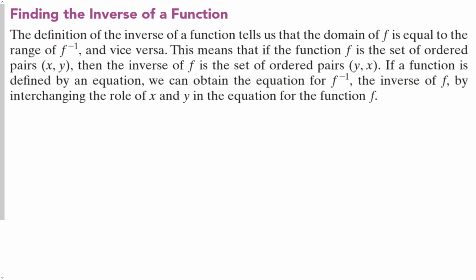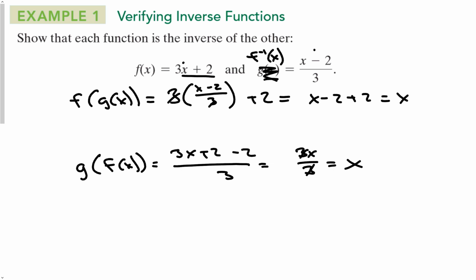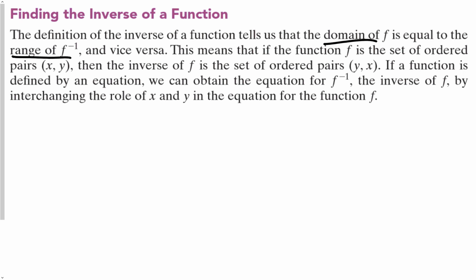So the definition of an inverse function tells us that the domain of f is equal to the range of the inverse, and vice versa. This means that if the function f is the set of ordered pairs (x, y), then the inverse function f inverse is the set of pairs (y, x). If a function is defined by an equation, we can obtain the equation for the inverse by interchanging the roles of x and y in the equation for the function f. In our first example, we had two functions, f of x and g of x, which we showed was the inverse. What we're talking about now is actually finding the inverse when I just have one equation.